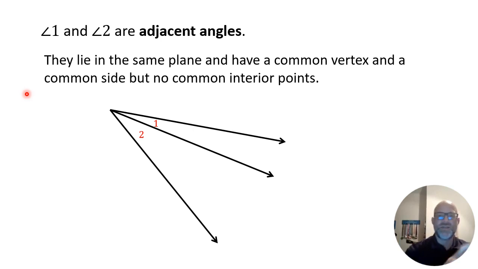They lie in the same plane and have a common vertex and a common side, but no common interior points. In other words, all the points that are interior to one are not interior to two.